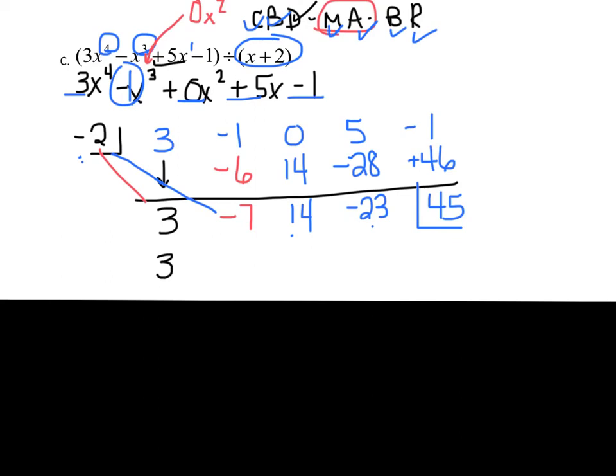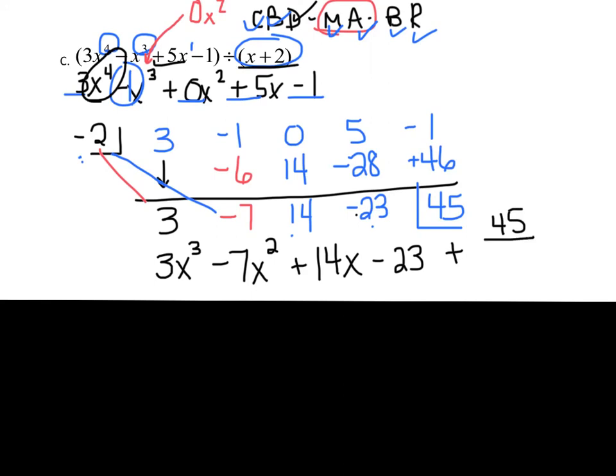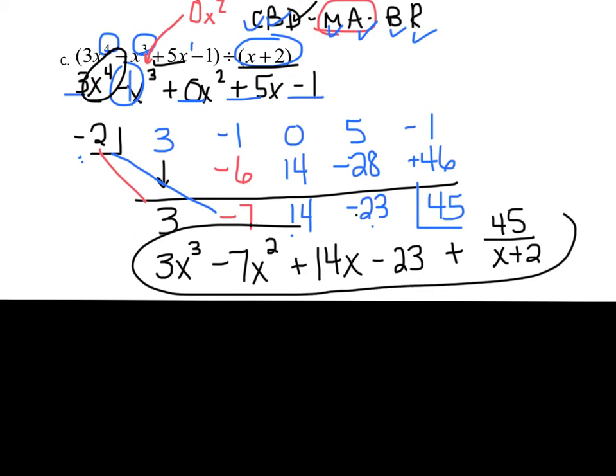And we just need to rewrite these new coefficients with variables 1 degree lower than what we started. So the first number is 3. Instead of starting with x to the fourth, we'll start with x to the third. Next we'll have the minus 7. After x to the third will come x squared. The 14 is positive, so plus 14x to the first, or just x. Next we'll have the minus 23, and finally our remainder is positive, so plus 45 over our divisor, x plus 2. That's the final answer.